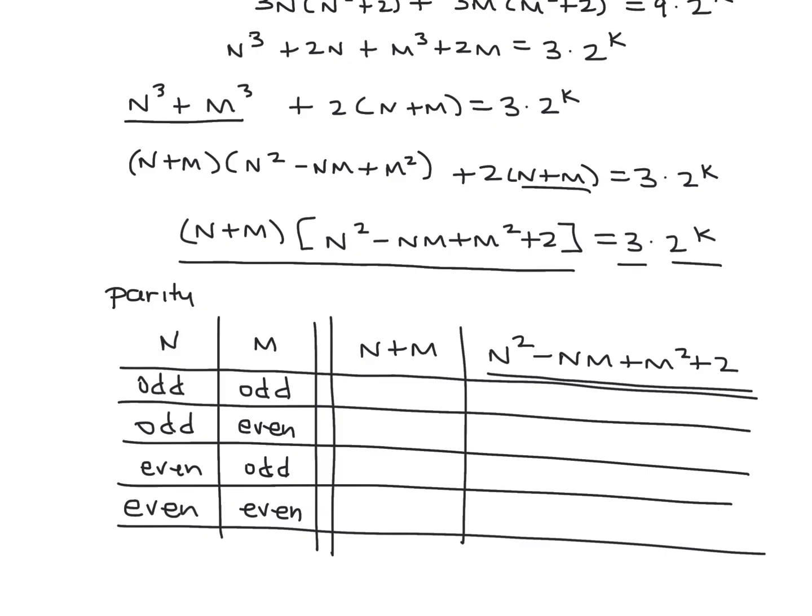Let's say they're both odd. So let's try 1 and 3 for the values of n and m. Well, the sum is even. And then you can do this one. That'll be what? 1 squared minus 1 times 3 plus 9 plus 2, so that's what, 12 minus 3 is 9, so that's odd. You see what I mean? You can just use tiny little numbers to figure out. And if you do that, you'll find that this becomes odd, that's odd, that's odd, that's odd, and these are both even.